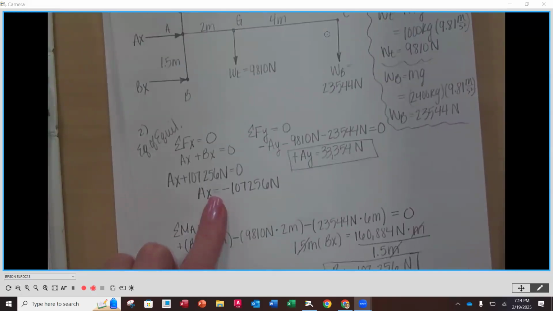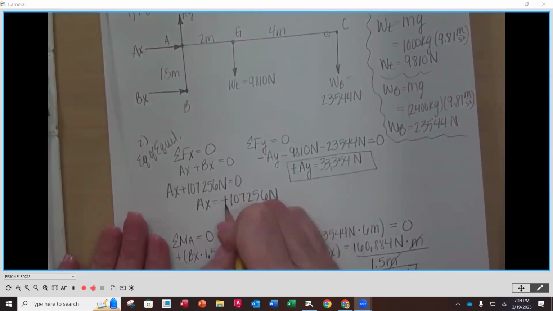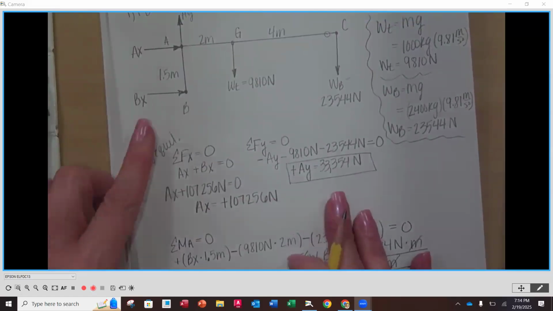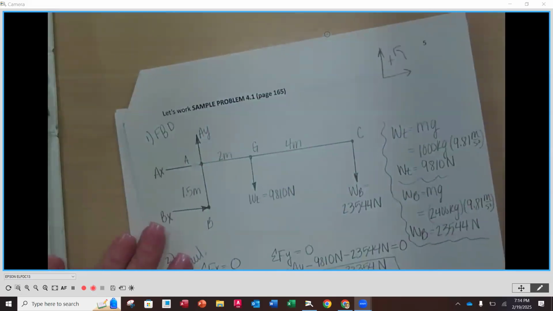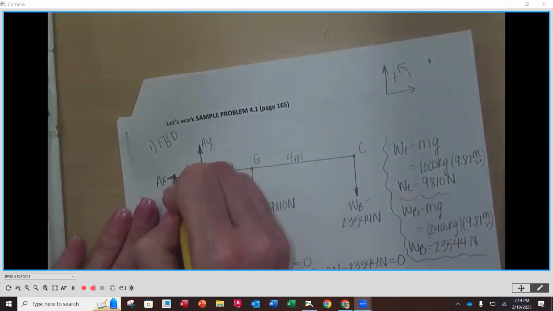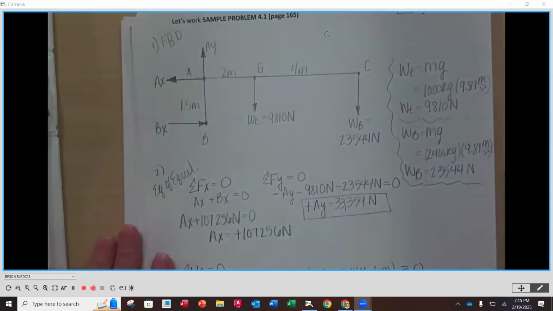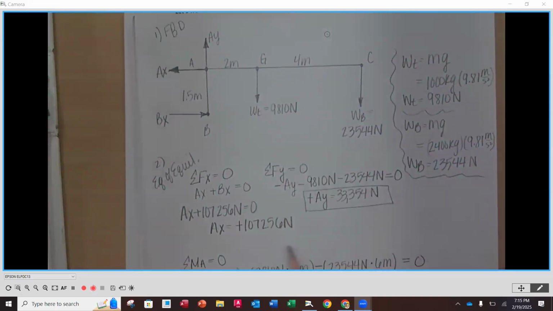No. It says we did not assume the correct direction for AX. So as a final answer, we're going to make this positive because we never leave final answers as negative. And then we're going to erase our arrowhead going to the right for AX, and we are going to reassign it going to the left. So again, your final drawing needs to reflect the correct directions.